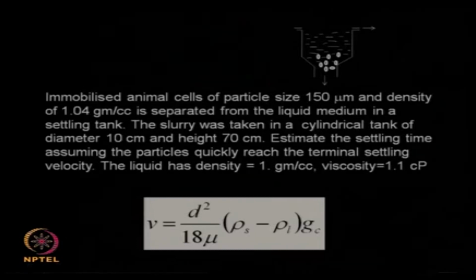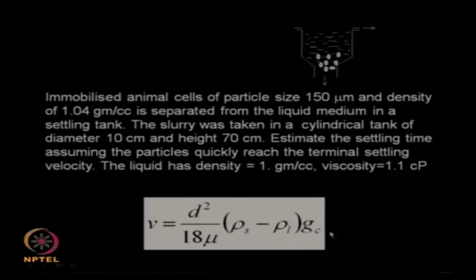So we would like the solids to settle down to the bottom, so that you will have a clear liquid at the top and the solids right at the bottom. We are doing this in a cylindrical tank, so the diameter is 10 centimeter, the height is 70 centimeter. I would like to know how long I should allow it so that the solids will all settle down. The assumption here is the solids quickly reach the terminal settling velocity, and the liquid has a density of 1 gram per cc and a viscosity of 1.1 centipoise.